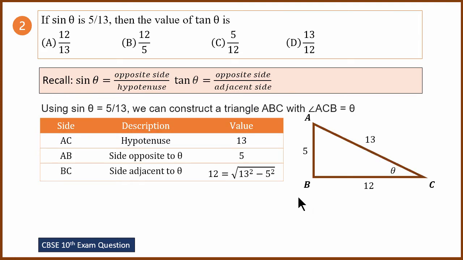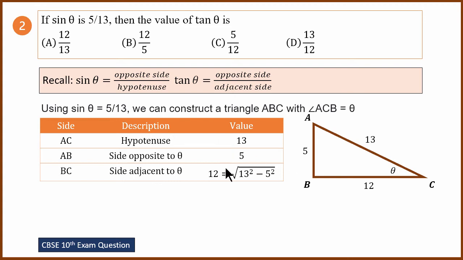Let's draw the triangle. Okay. So the known sides are 5 and 13, so the opposite side is 5 because sin theta is 5 by 13. Hypotenuse is 13. The side that we don't know is 12. Either you can use Pythagoras theorem like this and find out, or remember 5, 12, 13 is a Pythagorean triple. If you know 5 and 13, you can quickly write 12.